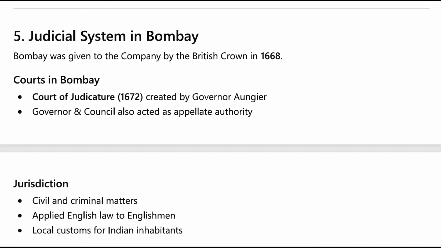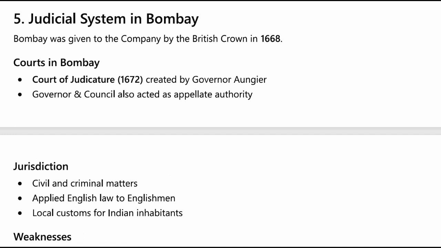Let us look at the judicial system in Bombay. The company was given Bombay by the British Crown in 1668. A court of judicature was created in 1672 by Governor Aungier. The appellate authority was also governor and council only. Its jurisdiction included civil and criminal matters. It applied English law for Englishmen and local customs for Indian inhabitants.